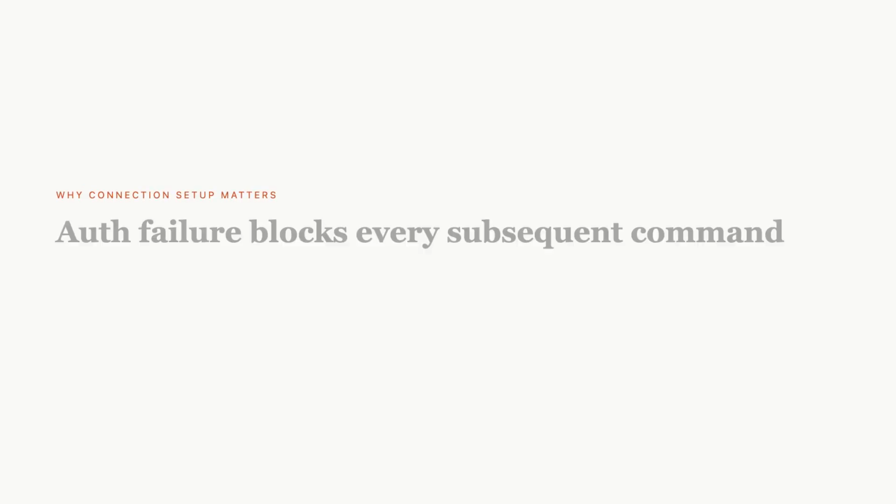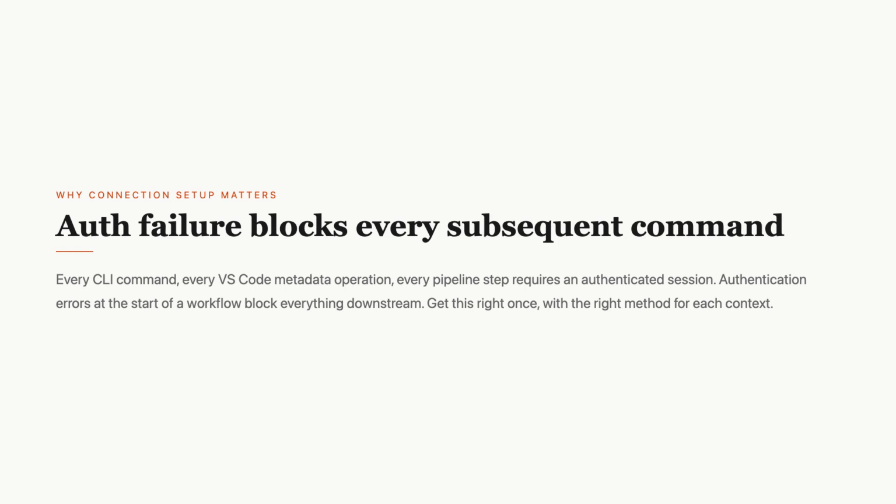Connection setup is the first thing that has to work. Every CLI command, every VS Code metadata operation, every automated pipeline step requires an authenticated session with a specific Salesforce org. Authentication errors at the start of a workflow block everything downstream. Getting this right once, with the right method for each context, means you never have to debug auth failures mid-deployment.